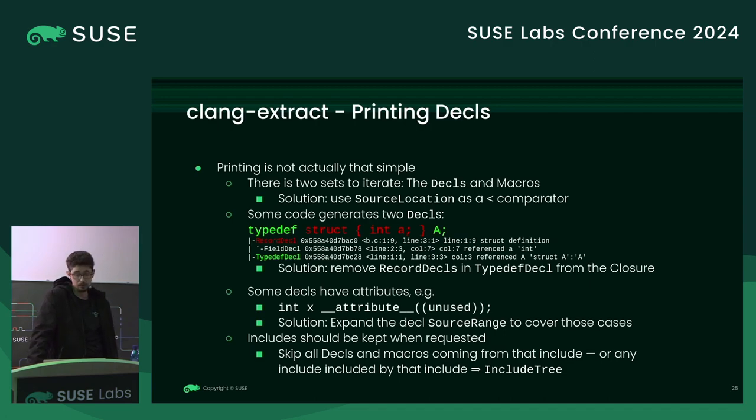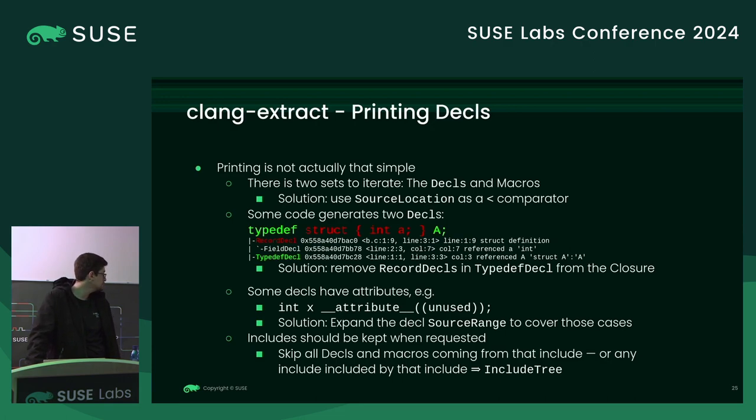There are also some quirks related to attributes. In this case, if you get the source range from this declaration, it will just get int x, but the attribute will not be output because it's on the right side. So we expand the source range to also account for this attribute.